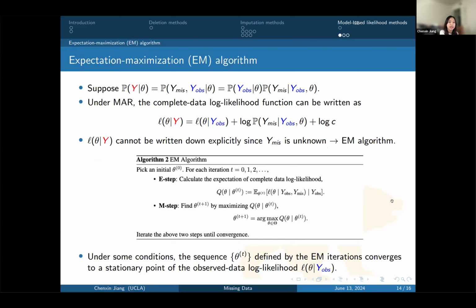Actually, they got the parameter estimates. Right, and then they stop there. They just will. Yeah.